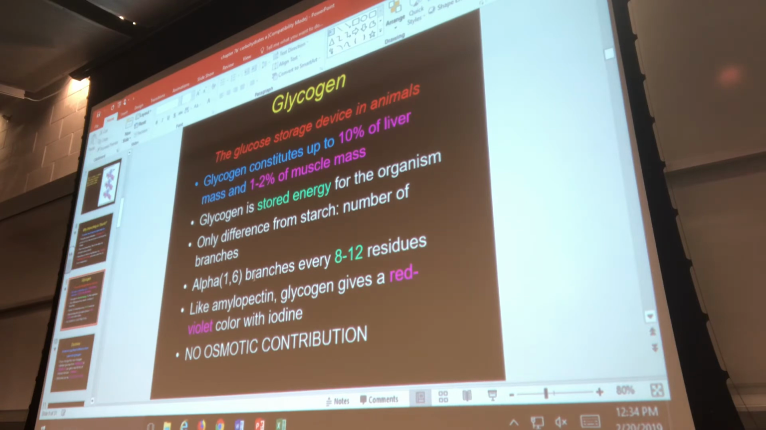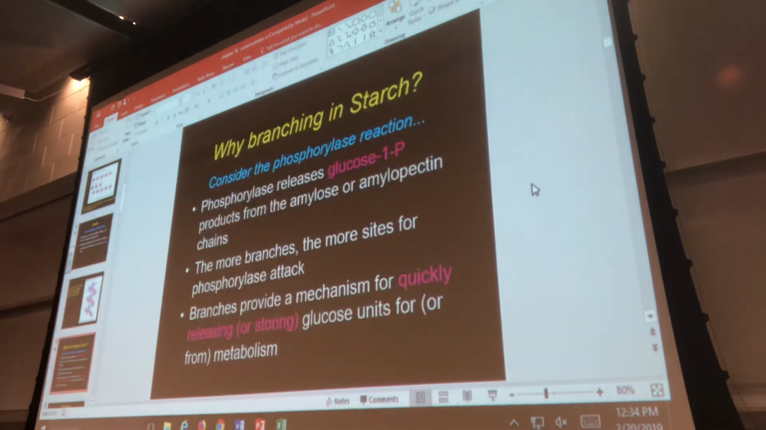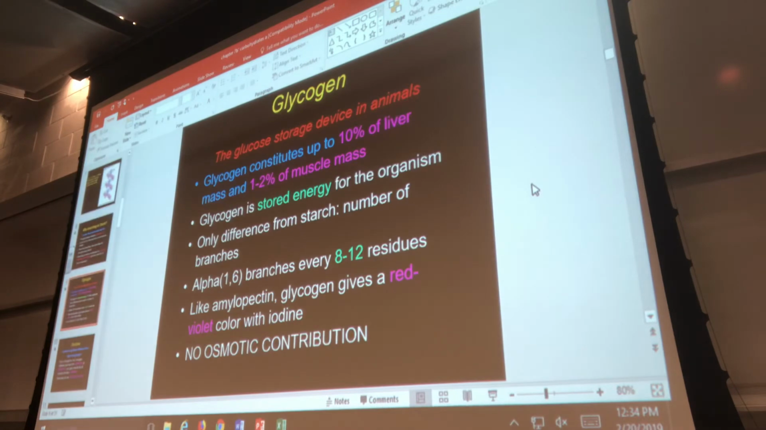That's about it. They phrase it slightly differently. They phrase it saying branches in glycogen are every 8 to 12 residues, meaning every 8 to 12 glucoses, there's a branch. In starch, I think it's a different number, 12 to 20. So you have to go a longer distance before you see a branch in starch. What that basically means is that branches are more abundant in glycogen.